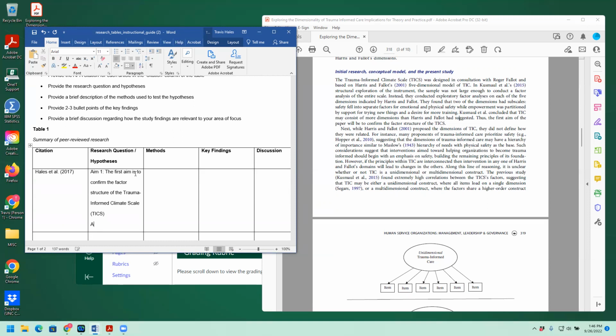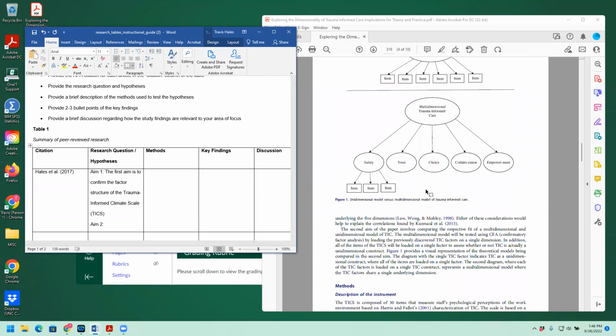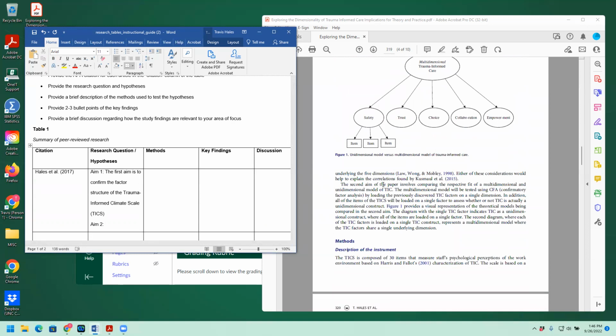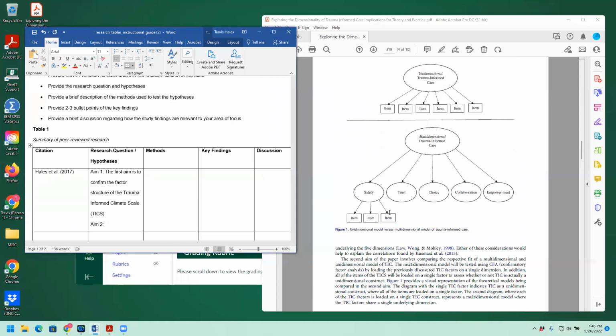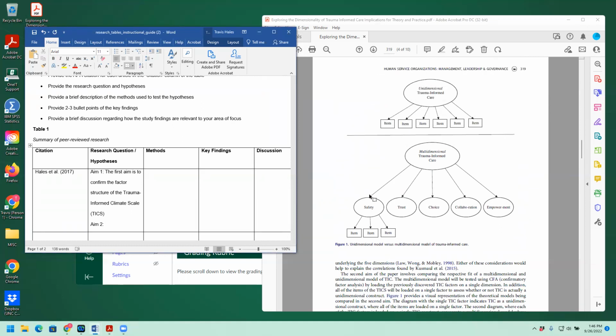Underneath, I'm going to put aim 2. And then copy down the second aim of the paper involves comparing the respective fit of a multidimensional and unidimensional model of TIC. So basically in this paper, we're looking at the factor structure of trauma-informed care through the perspective of staff members.